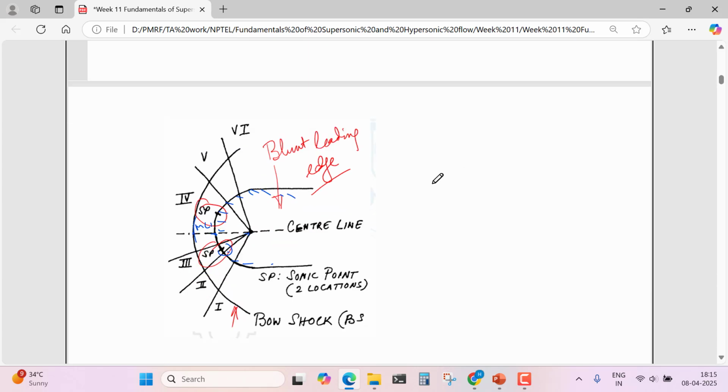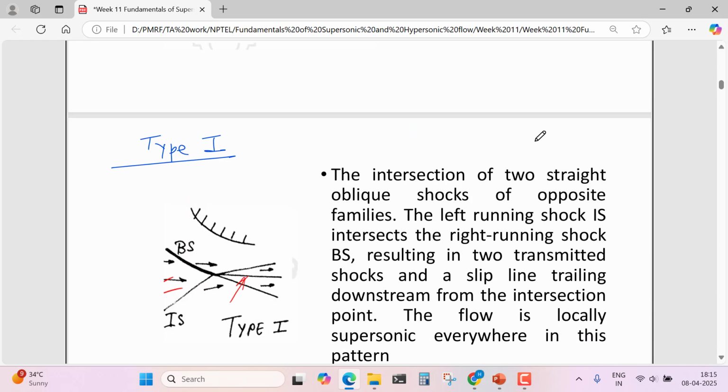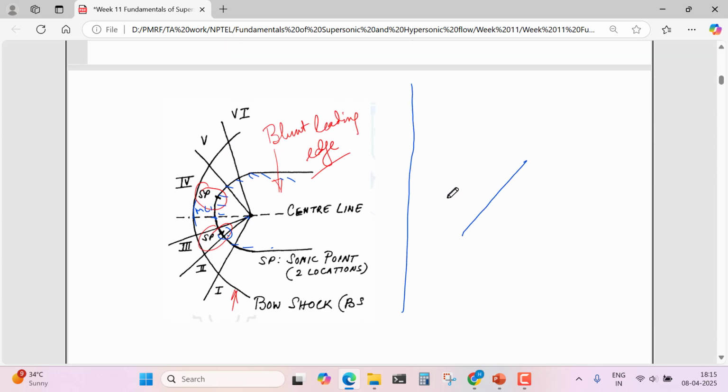First, I will tell one more thing. If the shock wave is like this, it is called a left running wave. If flow is passing through it due to the shock wave, it will move like this. And if the shock wave is like this, then it is called a right running wave. If flow is moving like this, it will move in this direction due to this right running wave. This is a left running wave, and this is a right running wave.